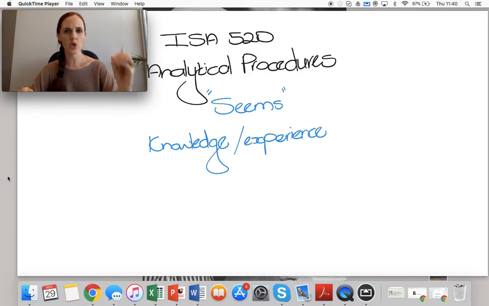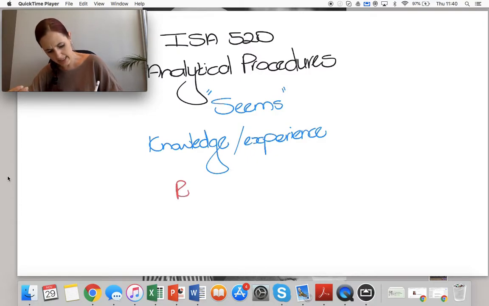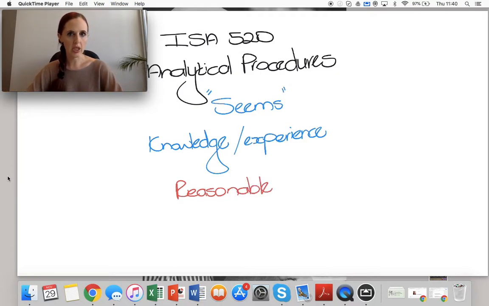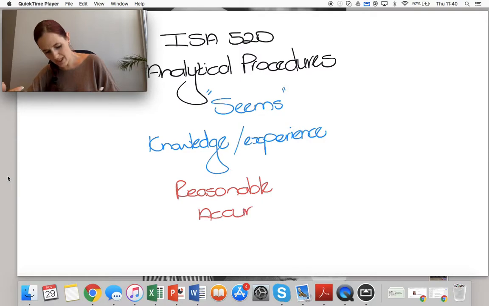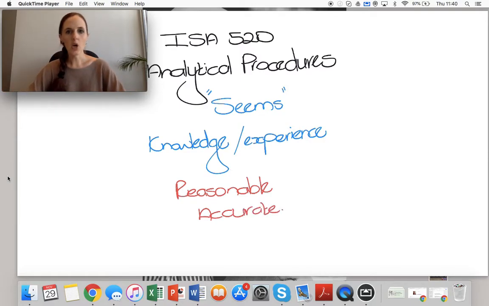Take your experience, your knowledge, use it to look at the information and ask yourself, does that seem right? The word that we generally use, which is more technically correct, is asking whether or not the information is reasonable. Is it reasonable? Now, you'll notice that we're using reasonable and we're not using accurate. Okay? We're not using the word accurate because that's a very definitive, absolute term.